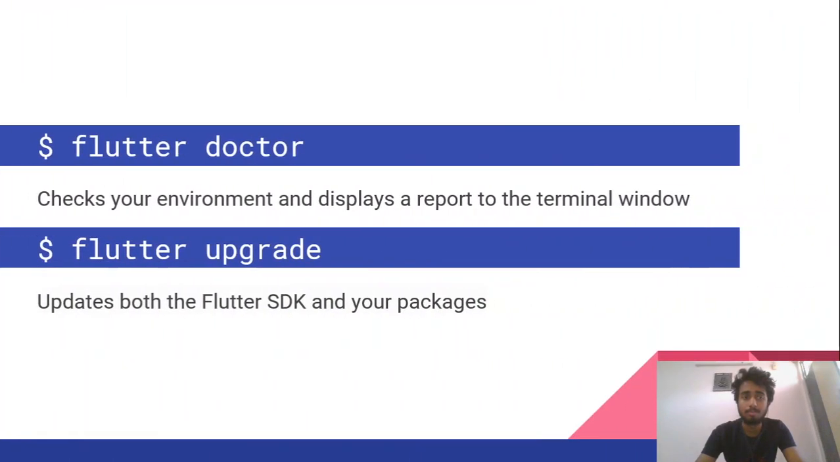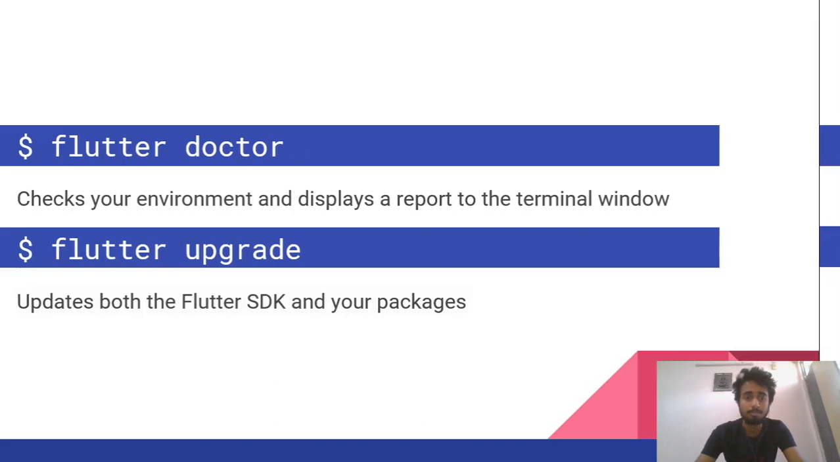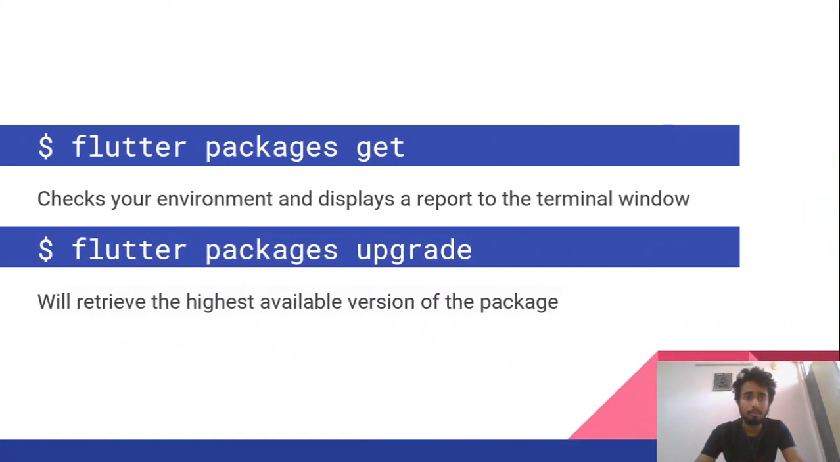The first one is Flutter Doctor. It checks your environment and displays a report to the terminal window. Another one is Flutter Upgrade. It updates both the Flutter SDK and your packages. The next one is Flutter Packages Get. It checks your environment and displays a report to the terminal window. The next one is Flutter Packages Upgrade. It will retrieve the highest available version of the package.